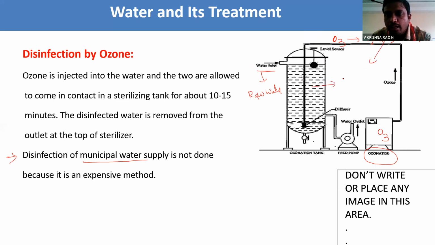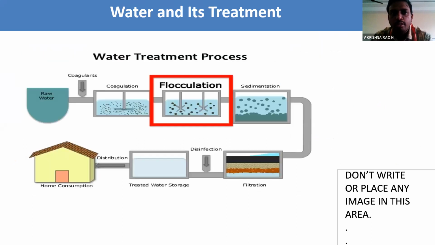It kills the bacteria present in the water, and the water that is coming out from the water outlet is a pure form of water, sterilized water. Disinfected water is removed from the outlet at the top of the sterilizer. This process is not done for the treatment of municipal water because it is an expensive method.